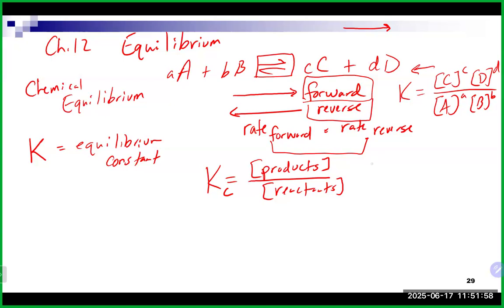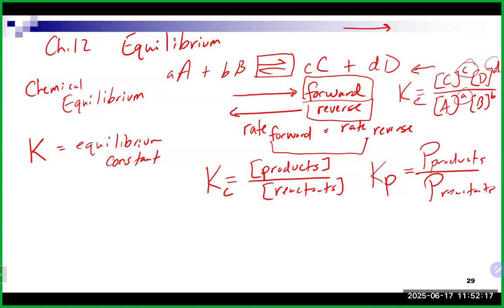We could write a similar type of expression, which is known as Kp. And it is still products over reactants, but we use the partial pressure of our products divided by the partial pressure of our reactants. We still take the coefficients just like we would here. So this would be our Kc.